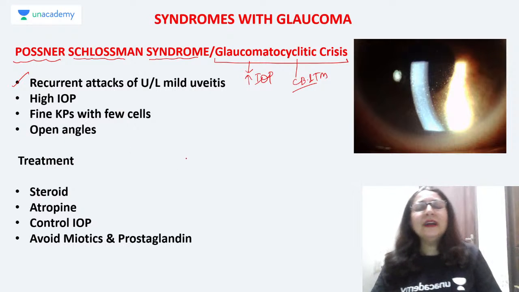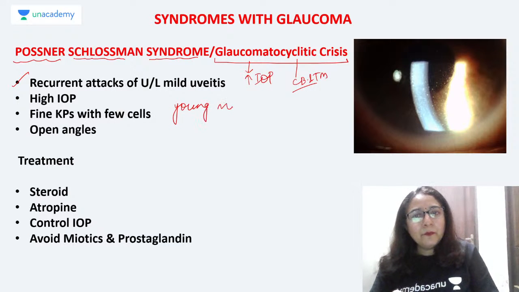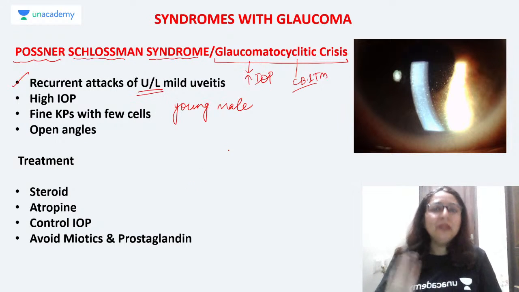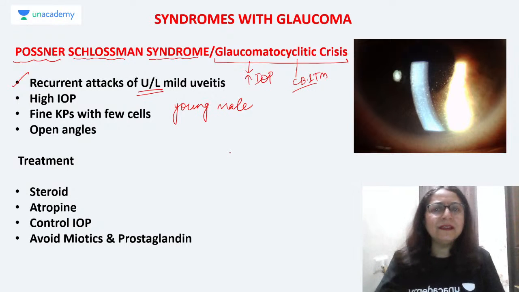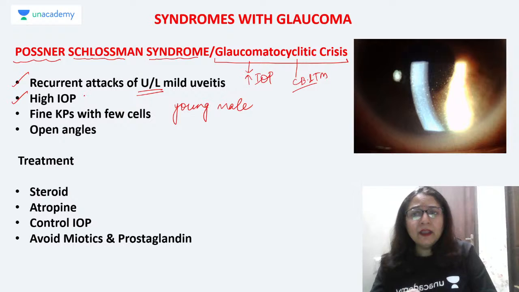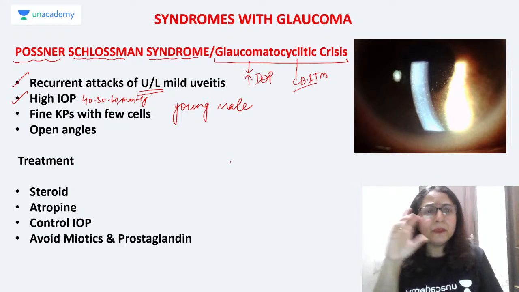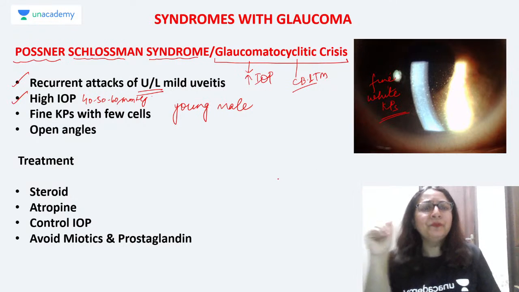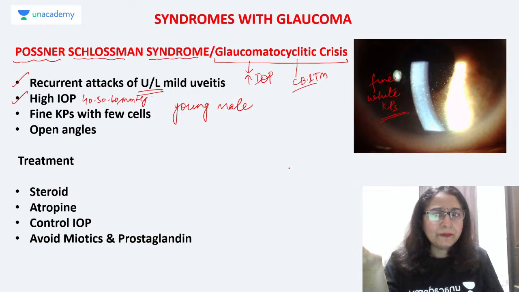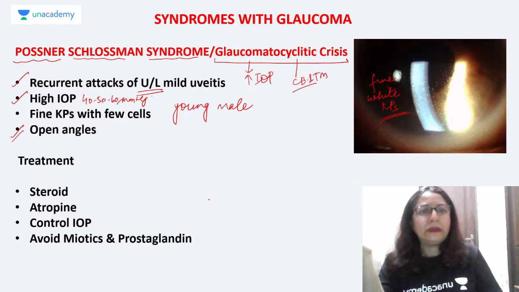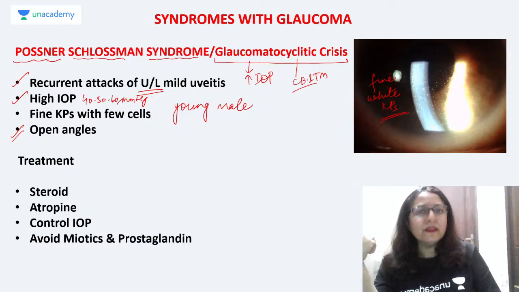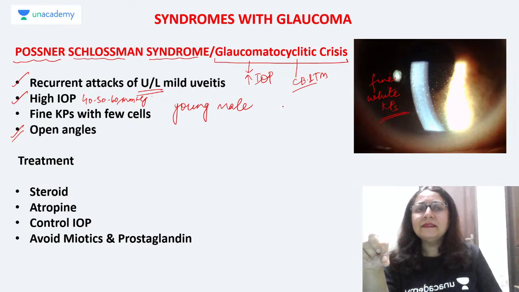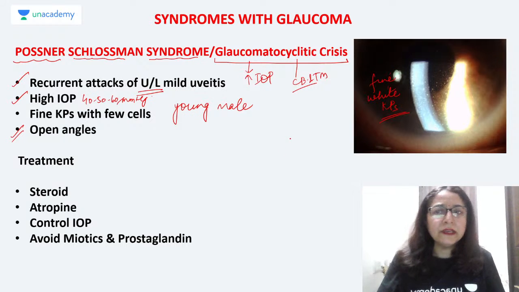The patient, usually a young male, presents with recurrent attacks of unilateral mild uveitis, that is, the cellular reaction, very few cells are there, but very high intraocular pressure in the range of 40 to 50 or even 60 millimeter of mercury. So very high intraocular pressure, mild uveitis is there, and very characteristically there will be fine white KPs seen on the cornea. Anterior chamber cells are very few, but there are white KPs on the endothelium, and angles are open. So it is a secondary open angle glaucoma. So these are the typical features: unilateral, mild uveitis with few AC cells, fine white KPs, very high intraocular pressure with open angles.